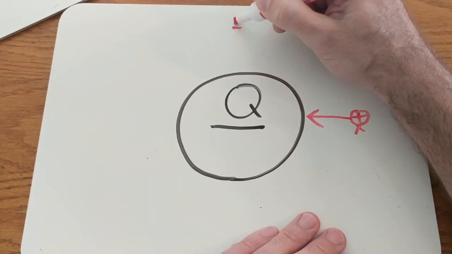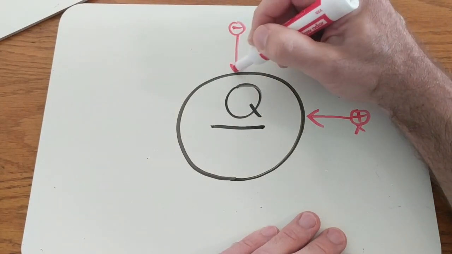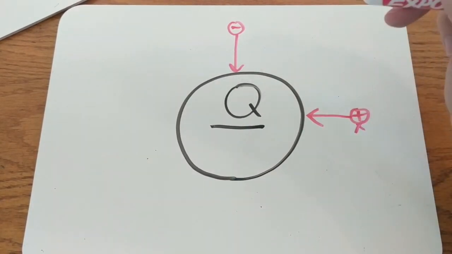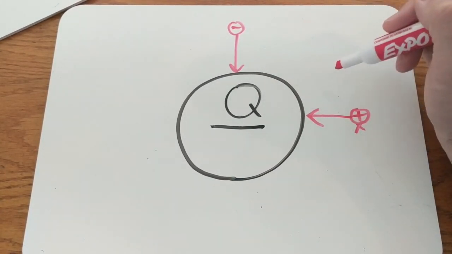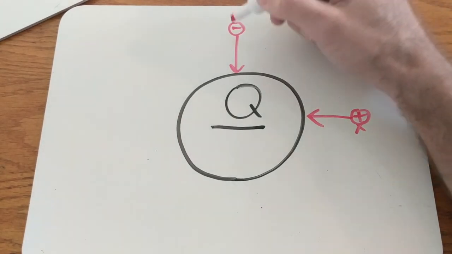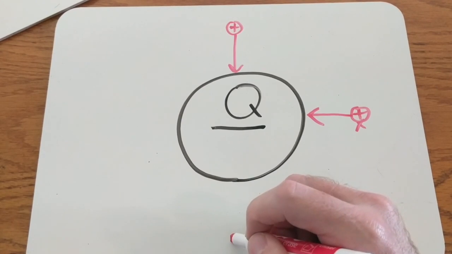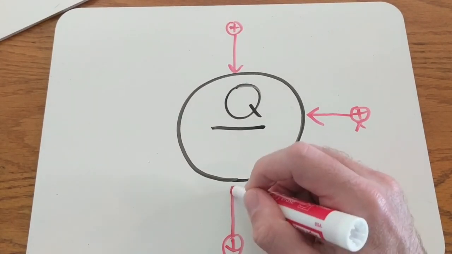If I put a little proton right here, what would it do? It would go that way. So that is the direction of the electric field. Whatever direction a proton would take, that's the direction of the electric field. Down here, we would see it would go this way.